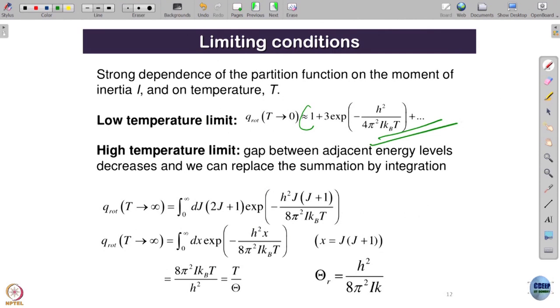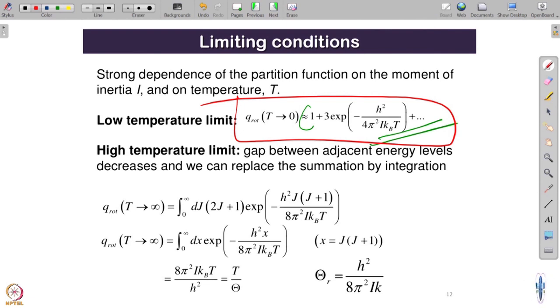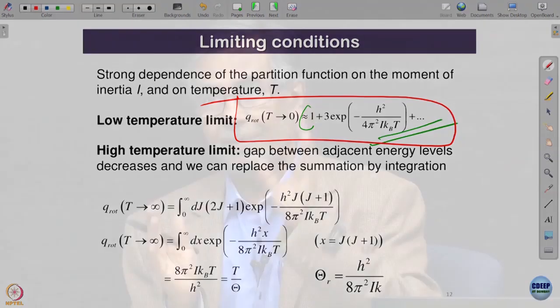So at temperature going to 0 Kelvin, I do have a simplification, which is this term. Now the partition function is 1 plus 3 times these things. A similar simplification happens at high temperature also. At high temperature, energy levels are continuous, like in classical mechanics. That means J(J+1) by kBT, since temperature is very large, the levels get squeezed very close to each other. Now I can replace this sum by an integral.